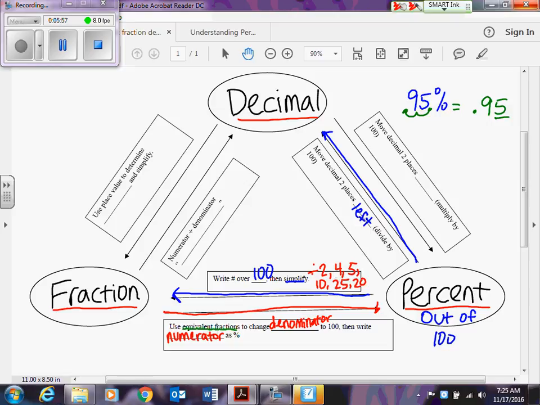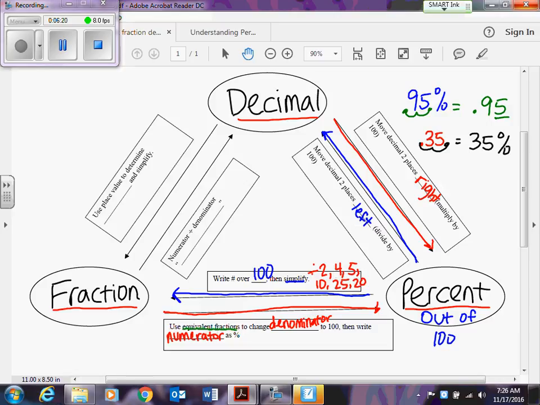Now, let's say we have a decimal and we want to make it back into a percent. We're going to move the decimal 2 places right, which is the same thing as multiplying by 100. Okay, so let's say we have 35 hundredths. Well, I take that decimal and I move it 2 places to the right, and it becomes 35%.